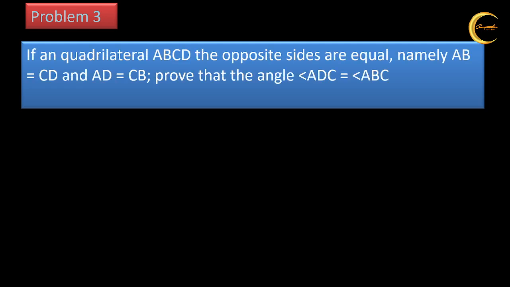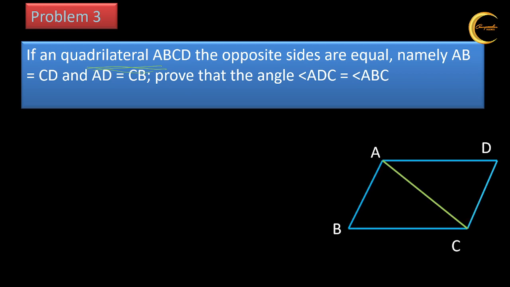Now come to problem 3. This problem says, if in a quadrilateral ABCD the opposite sides are equal, namely AB equals CD and AD equals CB, then prove that angle ADC equals angle ABC.